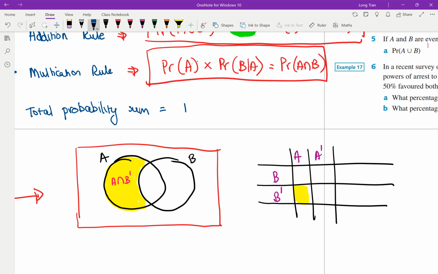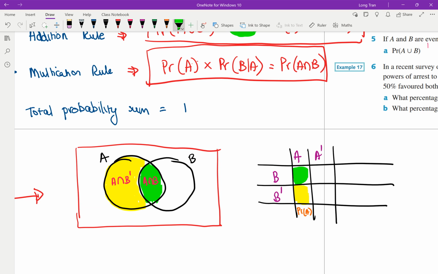If I color the next region, say green, A and B, very good. So this is A and B. You can see here, if you total the probability, green plus yellow gives you the total probability for A, so all of A. So this is a two-way table. If you add vertically down, green and yellow gives you all of A.